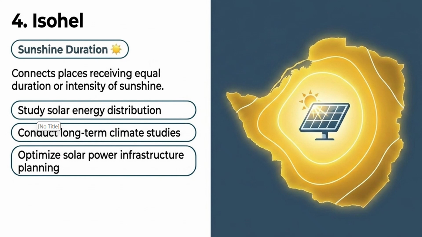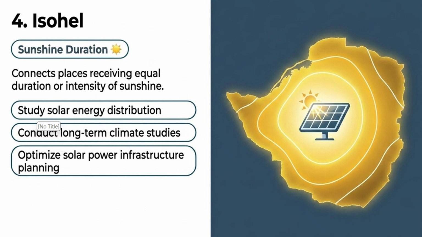Isohels are useful for studying the distribution of solar energy across different regions. They also help in long-term climatic studies and are very important for planning solar power projects, as they identify areas with higher sunshine potential. In simple words, an isohel is a line joining places with equal sunshine duration or intensity on a map.